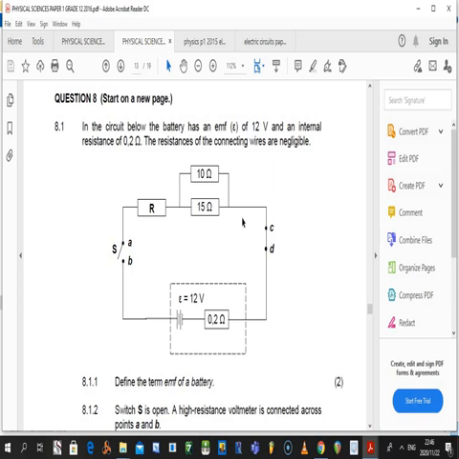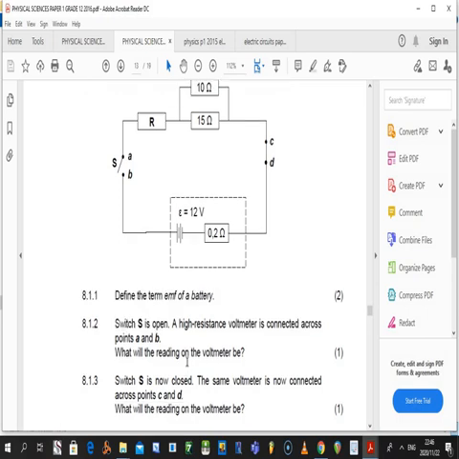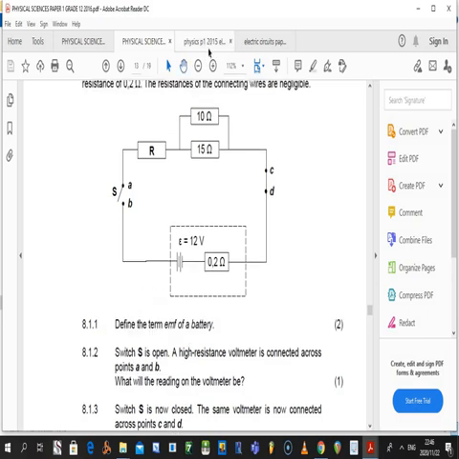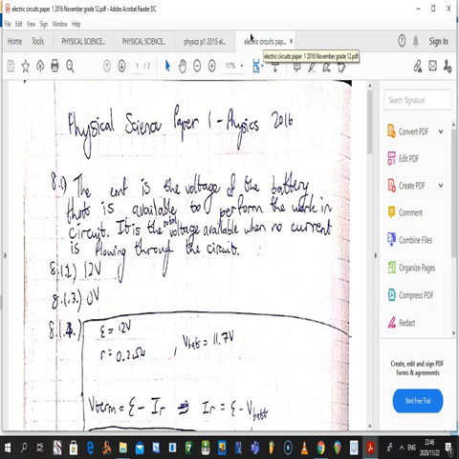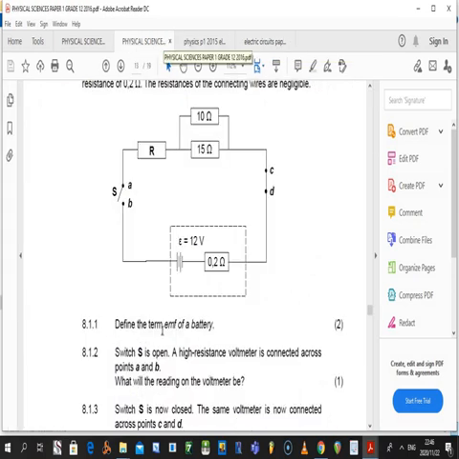So I'm not going to explain as much as I did in the other video. The process is pretty much the same. I'm just going to go straight into the questions to save time. The first question they ask us: define the term EMF of a battery.